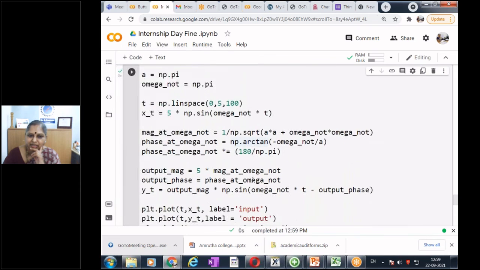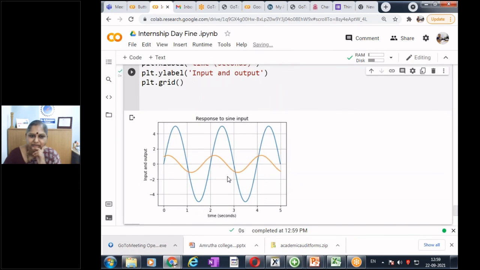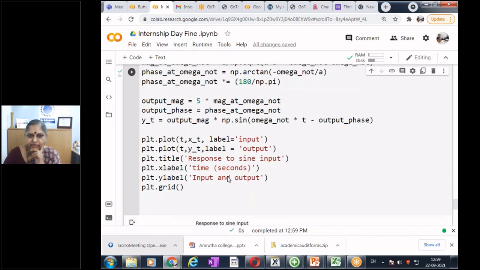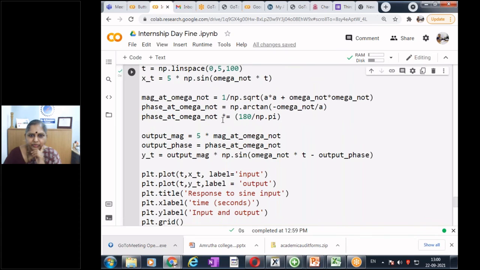What happens? I get this. I think there's something wrong. Did I go wrong here? Magnitude is 1 by square root of a squared plus omega squared. Oh, I have not put this 5. That's the problem. Correct. Yeah, I was wondering why. So because I have given a 5 here, now look at the input and the output.